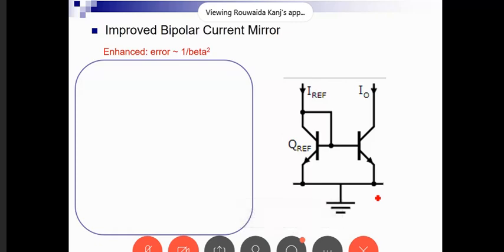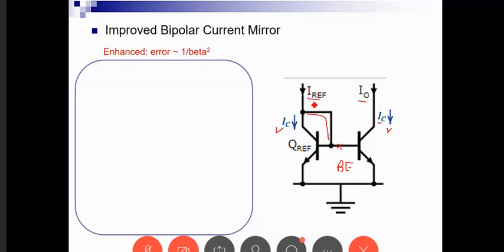The BJT, the standard current mirror that we studied before. We said that those two transistors, I have here a diode connected transistor. Those two transistors share the same VBE. Therefore, they will have the same IC flowing in both sides. But then we said my IC is really my IO.